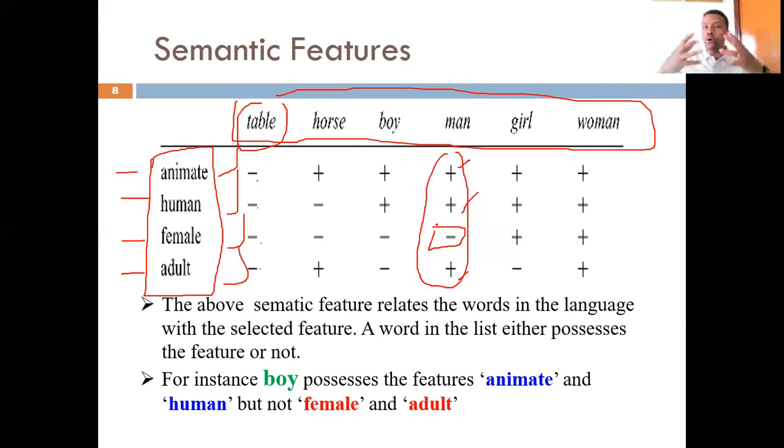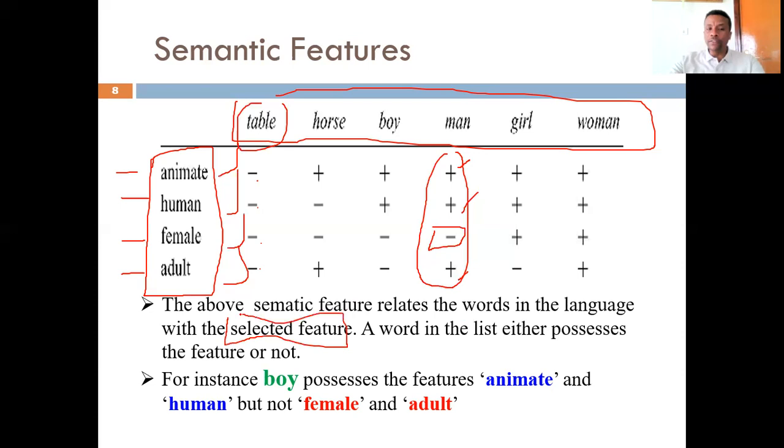Mind you, this is beyond the meaning of a word. It is beyond the meaning of the word that you find in a dictionary. In a dictionary, what you have is a meaning that is directly associated with the word. But a semantic feature, beyond the word, shows you the relationship or the property that is possessed by the word. So the above semantic feature relates the words in the language with selected features.